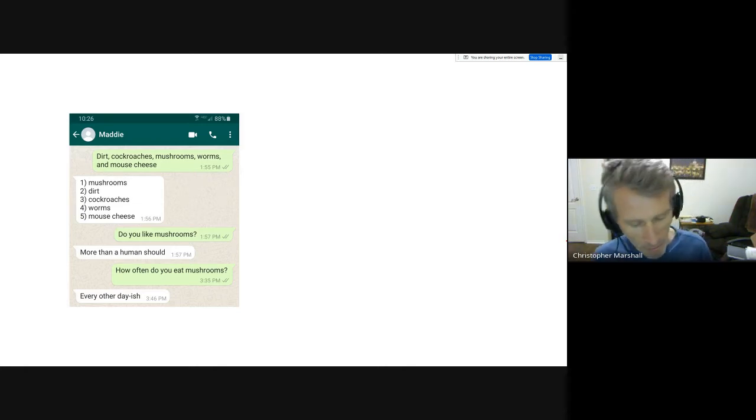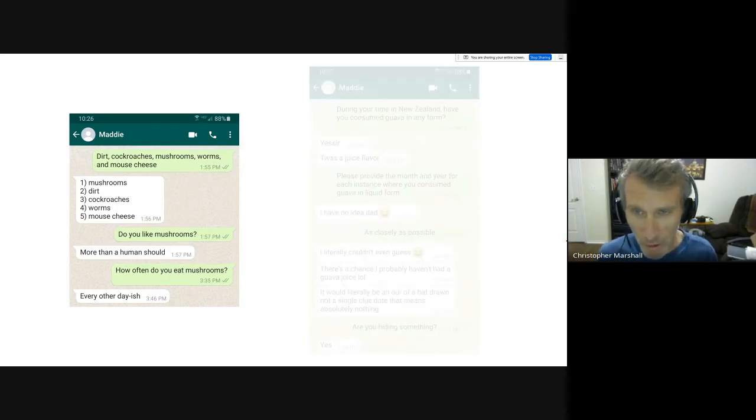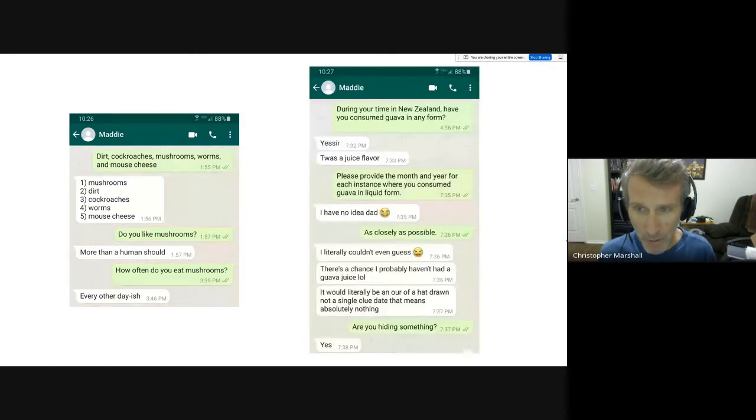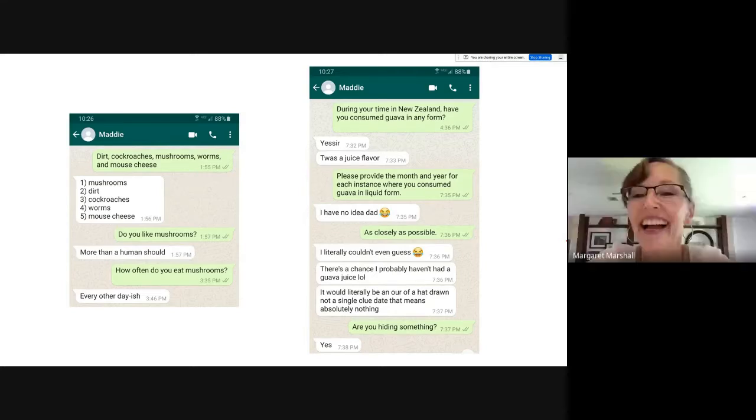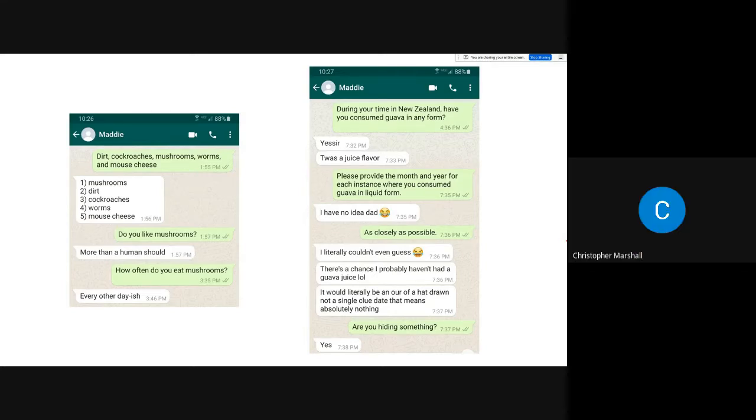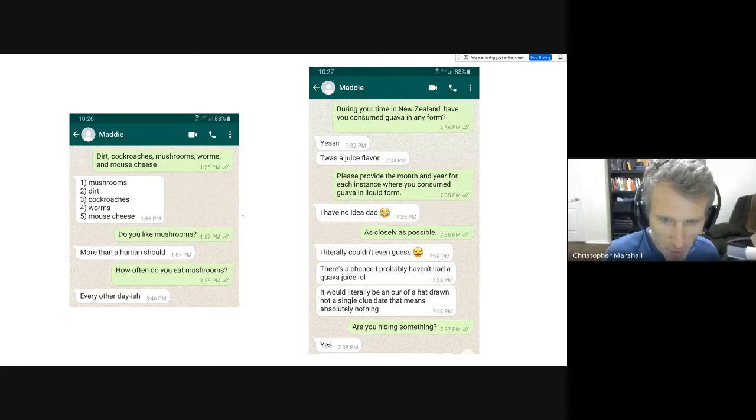So then I decided to do another delimiting survey and examine the sidii. I asked her some more questions. During your time in New Zealand, have you consumed guava in any form? I'm imagining you getting these questions. Unequivocal, yes, and she voluntarily offered that it was in juice flavor. So I objectively asked her to provide the month and the year for each instance where she consumed guava in liquid form. Now I'm going to activate my pen.